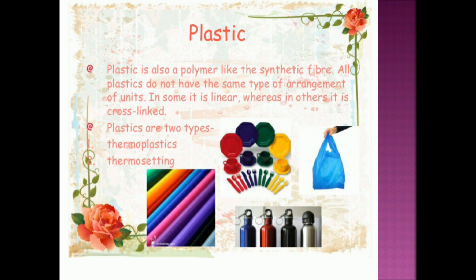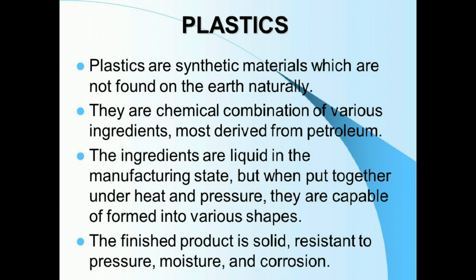Now, what is a plastic? Plastics also have different arrangements of the units. These can be linear or cross-linked. Now, what are the basic properties of plastics? Plastics are synthetic materials which are not found on the earth naturally. They are the chemical combination of various ingredients, mostly derived from crude oil, petroleum. The ingredients are liquid in the manufacturing state, but when put together under heat and pressure, they are capable of forming various shapes, and the finished product is solid that is resistant to pressure, moisture, and corrosion.